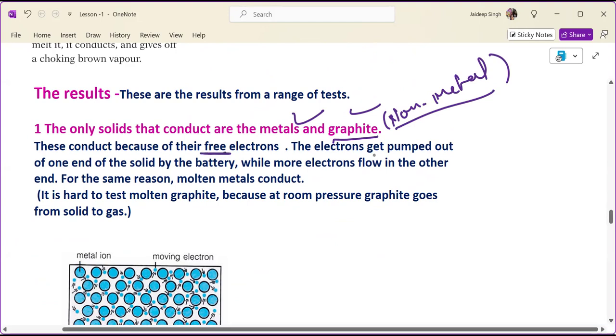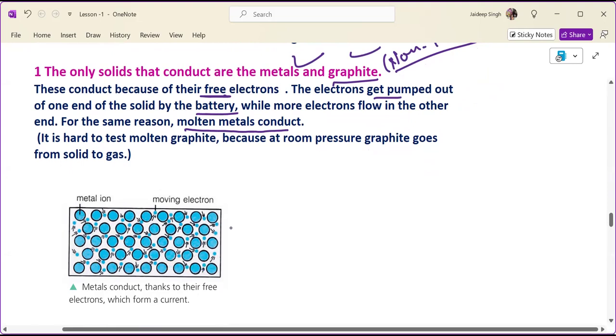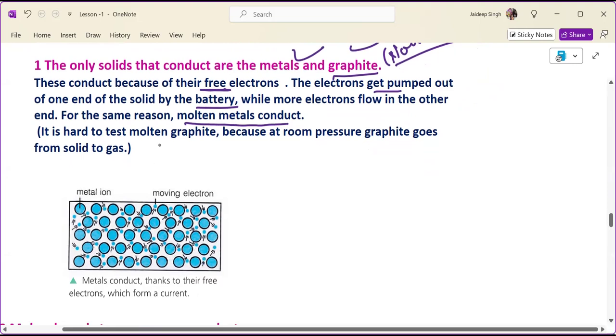Remember, the electrons get pumped out of one end from the battery, while more electrons flow in at the other end. For the same reason, molten metals conduct. It is hard to test molten graphite because at room pressure, graphite goes from solid to gas.